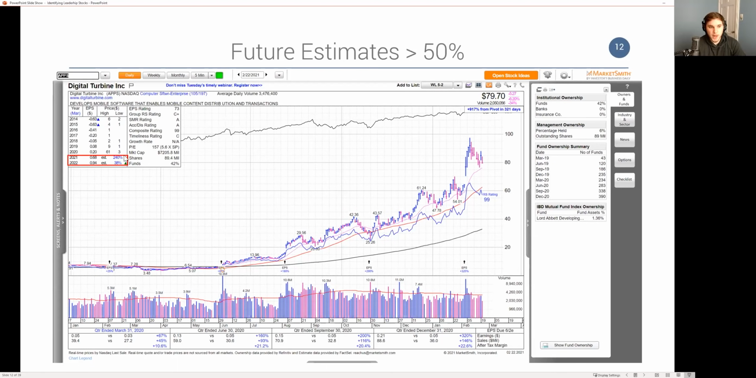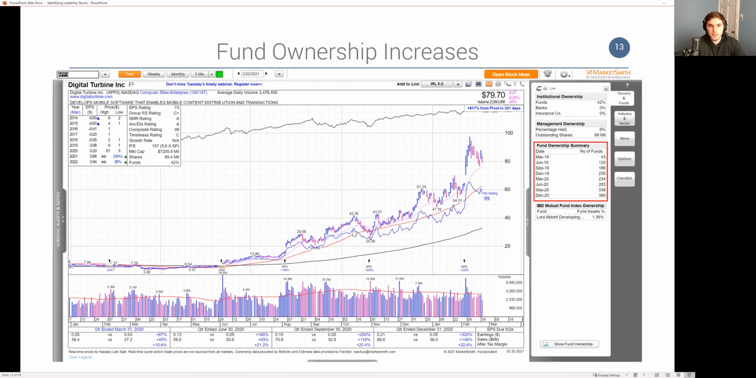The green triangles here mean that the most recent revisions by analysts have been upwards. So this is always a good thing to look for. This is once again catching the analysts, funds, and institutions by surprise. So you want to see this, especially after a strong quarter. So that is earnings estimates.